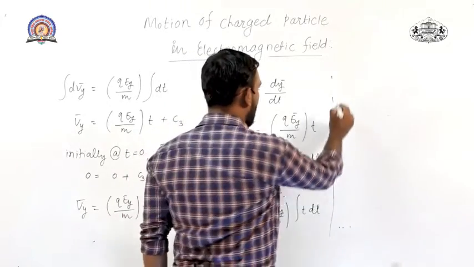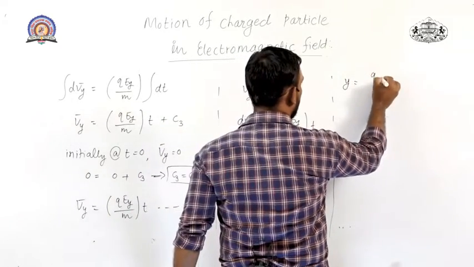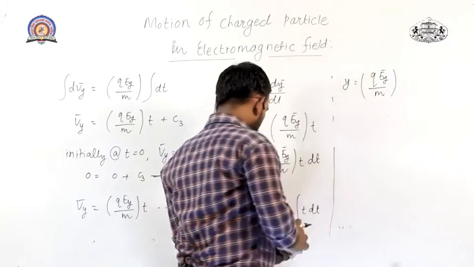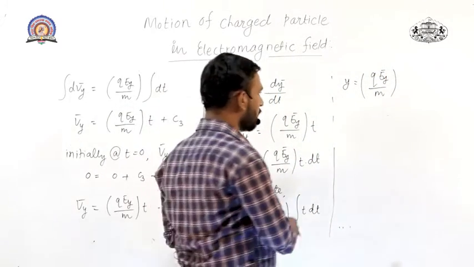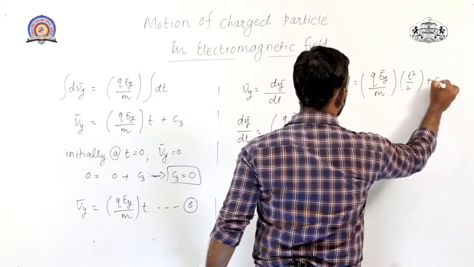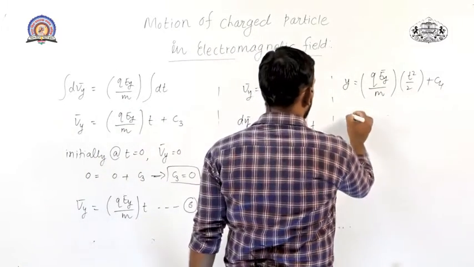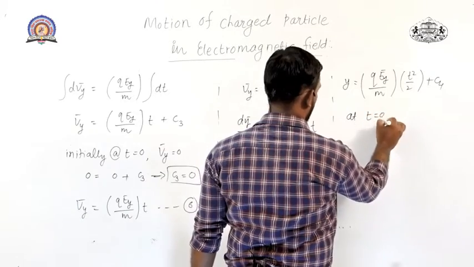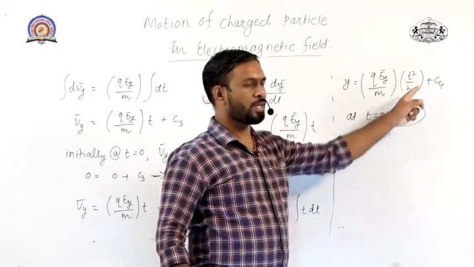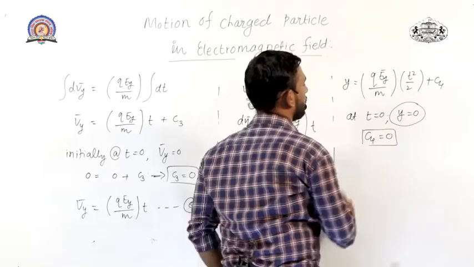What is the integration of dy? y. Those quantities still remain constant, so q E_y by m, constant quantity. And what is the integration of t? t square upon 2 plus some constant of integration, let's say c4. And how to find c4? At t is equal to 0, y is equal to 0. If you put those values in this equation, we'll get c4 again 0.